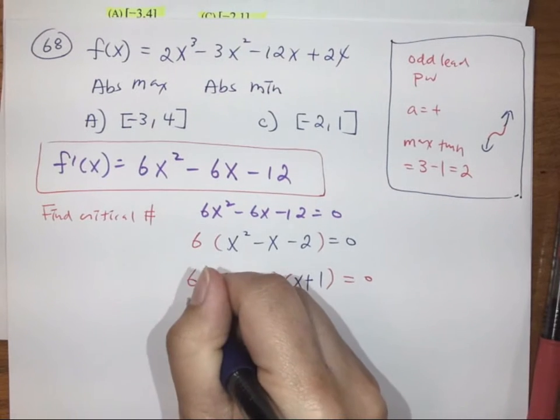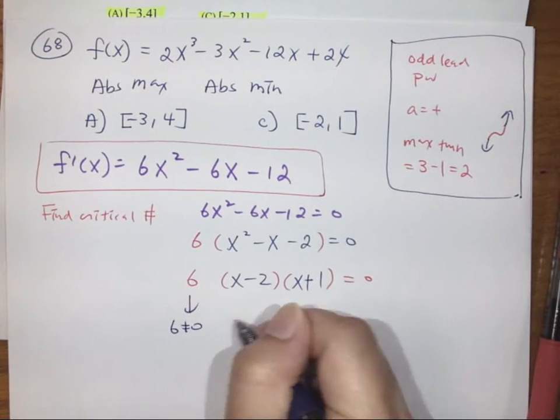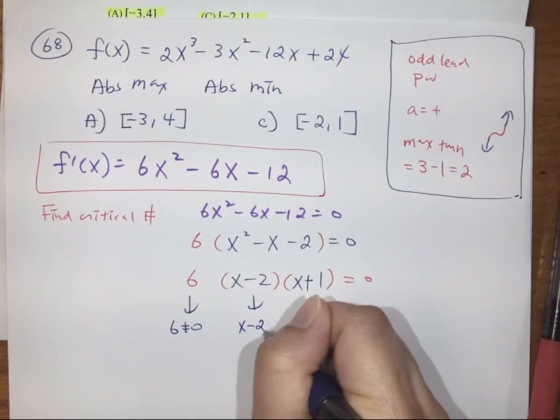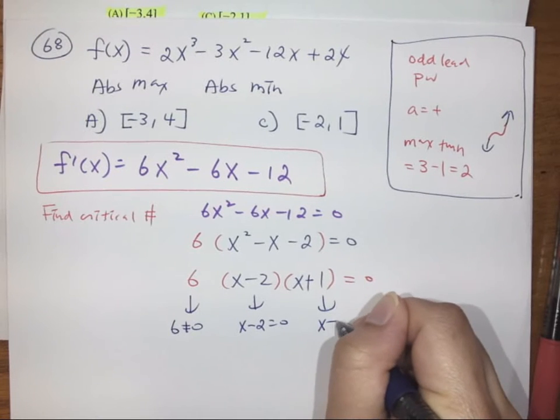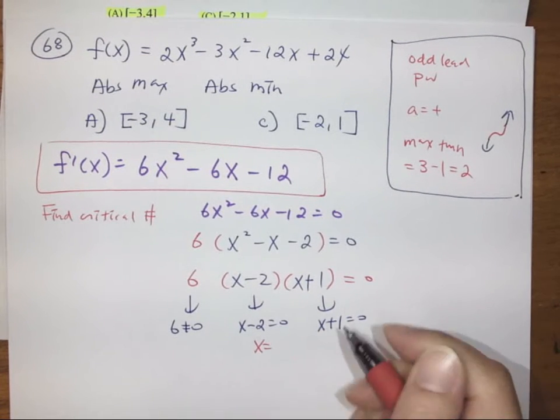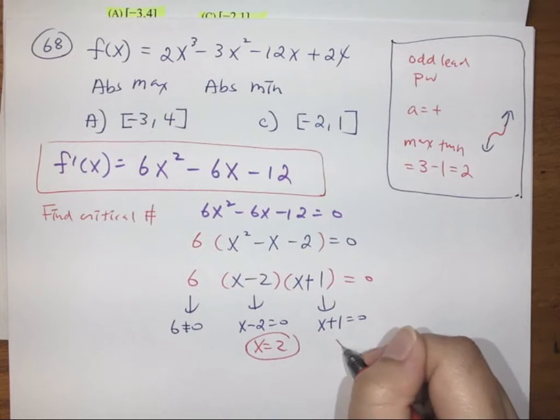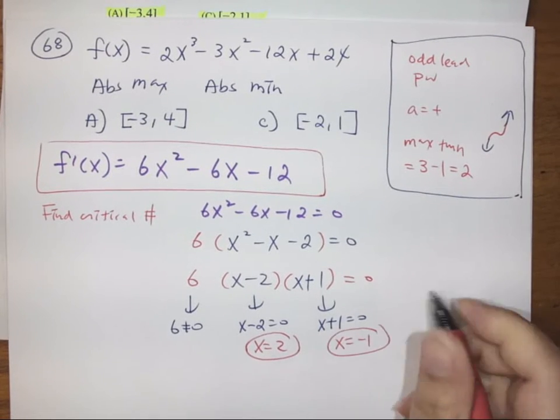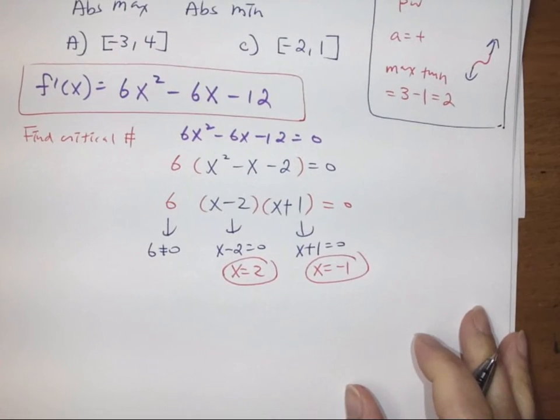So set each of them equal to 0. 6 doesn't equal 0. x minus 2 equals 0, and x plus 1 equals 0. So x equals 2 and x equals -1. Those are my critical numbers.